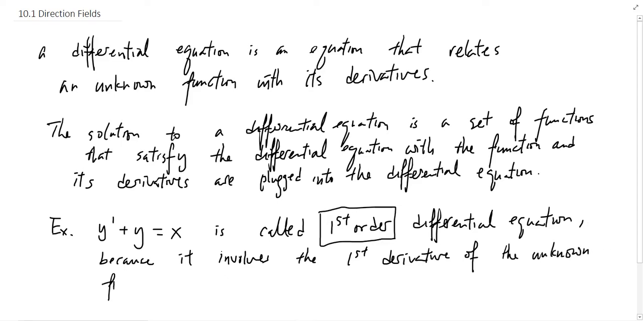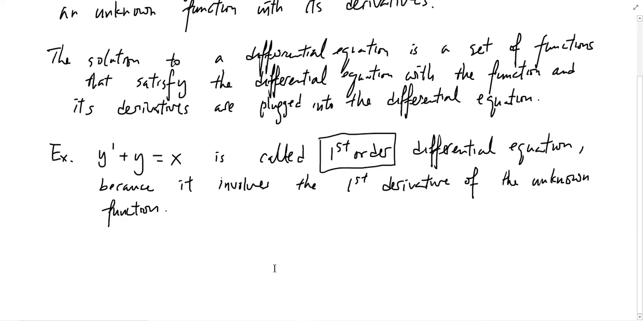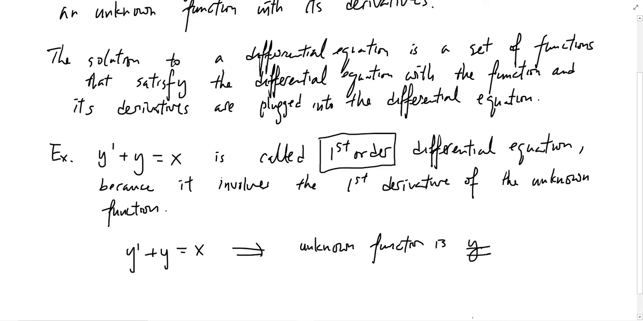Now, here is also something that students often get confused about. So in this equation, what is the unknown function? So if you look at this equation, the unknown function in this equation is y. Then what is x? So the tricky part here is that the unknown function is y. In this case, the y is actually also referred to as the dependent variable in this equation.